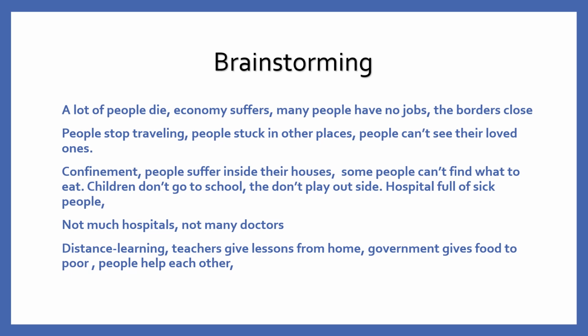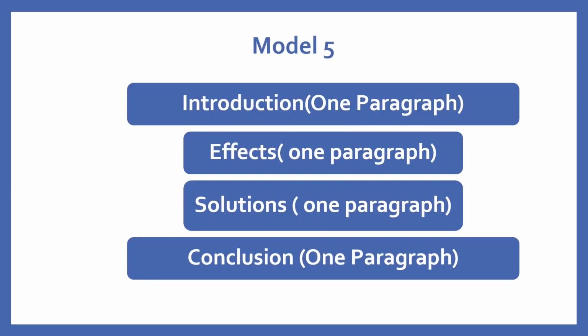After brainstorming, we need to have an outline. So this is the outline of our article. We will start with an introduction. Then we have effects in one paragraph, solutions in another paragraph, and then we move to the conclusion. Okay? So this is how we are going to write our essay or article.